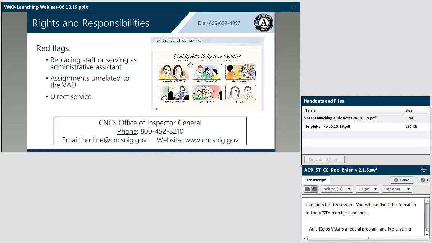AmeriCorps VISTA is a federal program, and like anything supported by taxpayer funds, we need to ensure that the program is well run and doing what it's supposed to. And of course, spending our money wisely. Like all federal agencies, CNCS has an Inspector General whose office is responsible for preventing waste, fraud, and abuse. Most VISTA supervisors and sponsors are familiar with the rules and do a good job of following them, but sometimes things can get off track. There are a few red flags that you should be aware of.